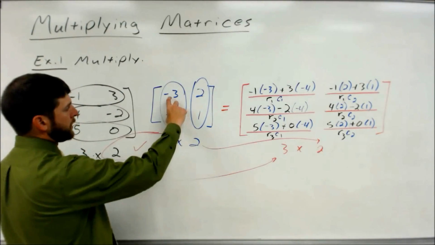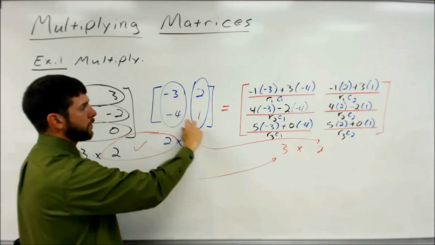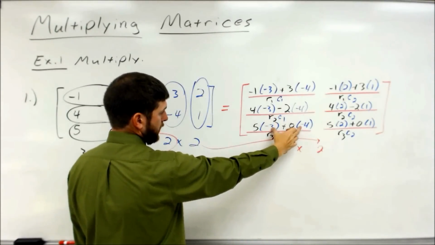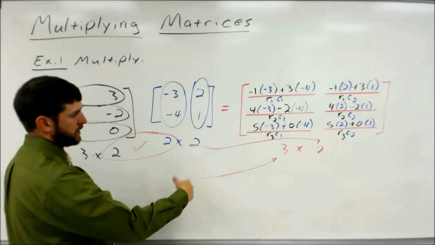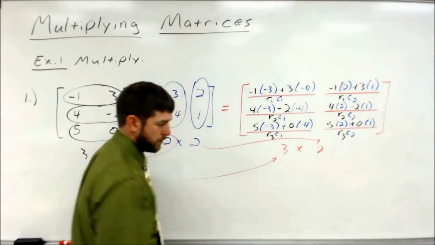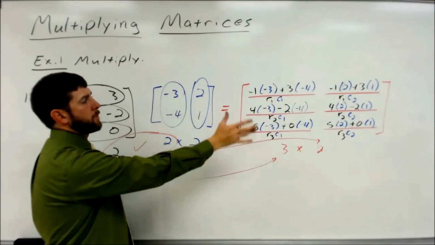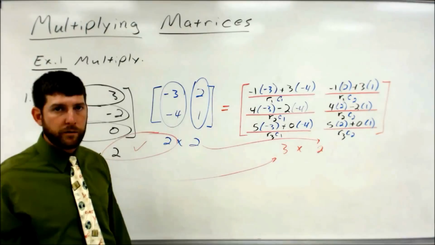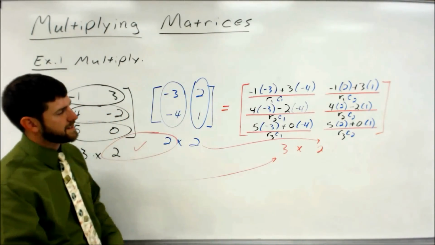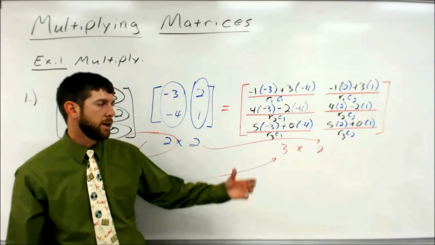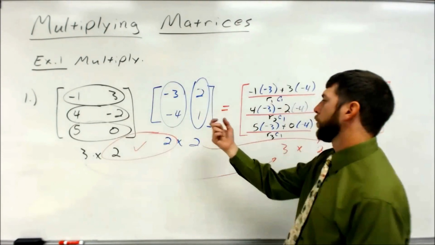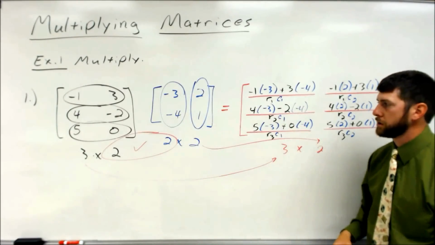Same with your columns. Column 1 is -3, -4, for all of column 1. Same with column 2, 2 and 1. So the numbers aren't jumping over there and just magically combining over there. Their location in the original matrices is going to be the exact same location in the final product matrix. It's just how we're combining them together that we have to pay close attention to.